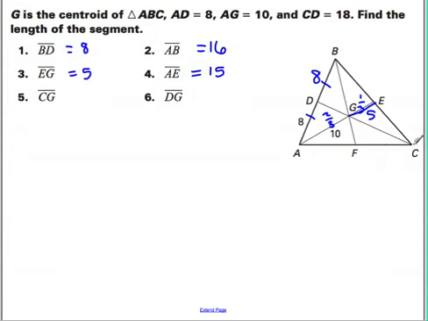Let's look at the other median here. CG is going to be this part here. It's going to be 2/3 of our 18. 2/3 of 18 is 12. Pretty sweet. DG is going to be the 1/3 of the 18, so that's going to be 6. So basically 6 is this part right here, and 12 is this part here. The whole thing adds up to 18. Not a whole lot of arithmetic. A lot of this stuff is done in your head. You're working with thirds and halves.